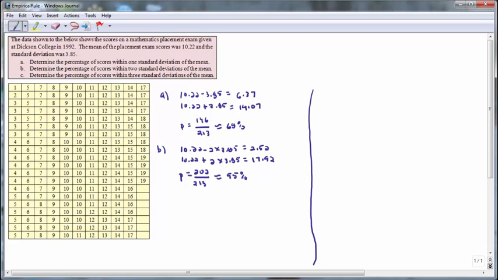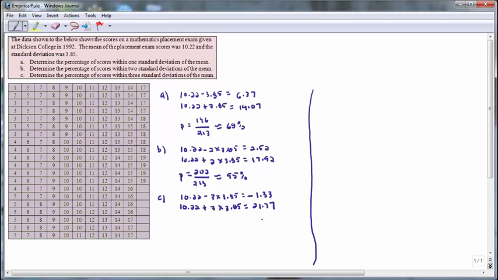Repeat this process one more time and find the percentage of the scores within 3 standard deviations of the mean. Take 10.22 and subtract 3 times 3.85 to obtain negative 1.33, and 10.22 plus 3 times 3.85 to obtain 21.77. As you can see, all of the scores are within this interval.